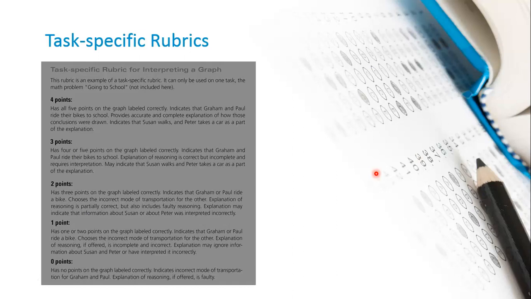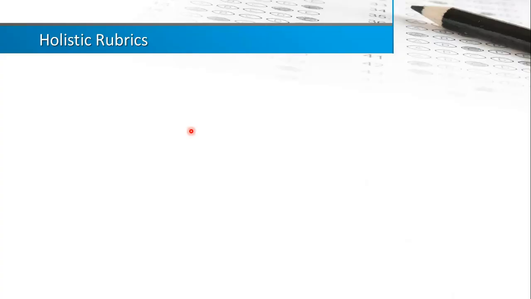Okay, we give 0 points, for example, here. There's no point on the graph labeled correctly, it indicates an incorrect mode of transportation of graph info. Okay, explanation of reasoning is faulty. Okay, so this is given 0. So 4 points is given to this. So each of the descriptions here, you can see, is very specific. Okay, it is content based. Right? So this is content based.